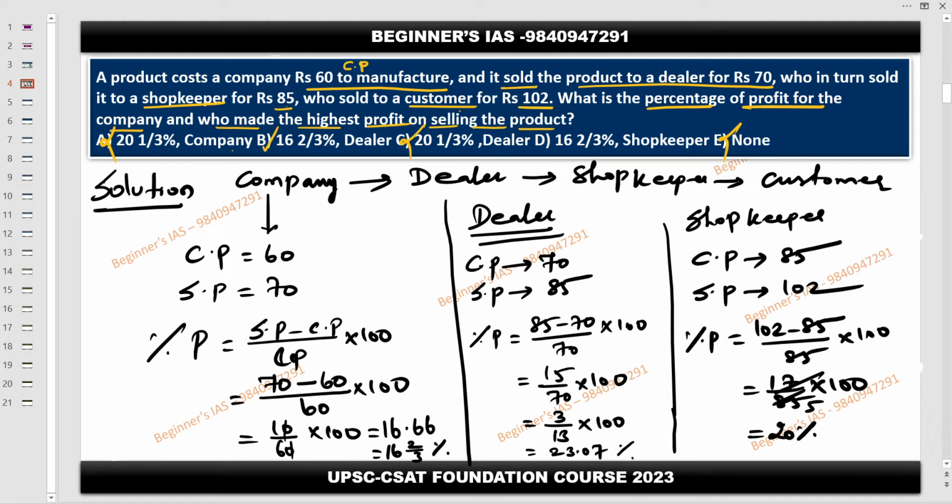Anybody having a doubt? If you are having a doubt, please clarify. Sir, no, sir. Everyone clear? Yes, sir. Fine. Yes, sir, clear. Ajay, Rajashekar, everyone clear, right? Anu? Yes, sir. Fine. So let us move on to the next one.